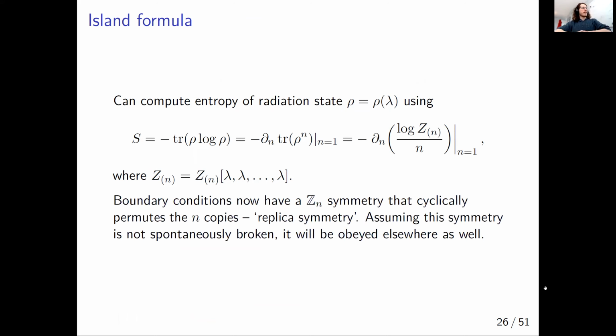And the boundary conditions are now the same for all of the n copies that contribute to the trace of rho to the n. And this means that there's a Zn symmetry that cyclically permutes the n copies, known as replica symmetry. And we'll assume that this symmetry isn't spontaneously broken, so that it continues to hold away from the boundary as well.